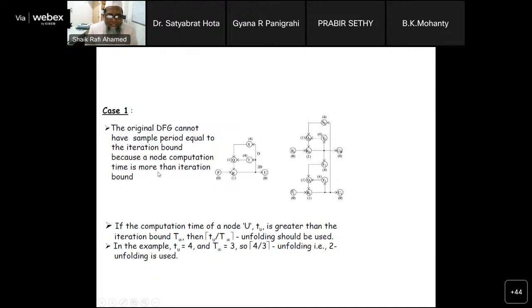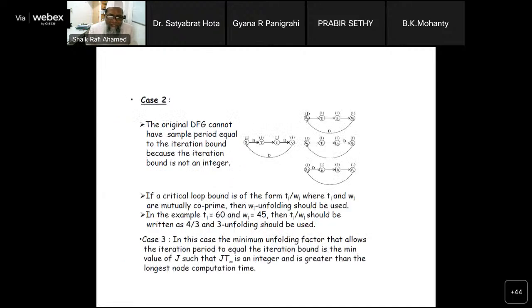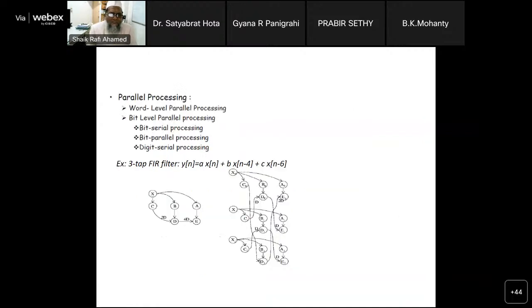There are two cases where we cannot achieve the sample period equal to the iteration bound. One is if the iteration bound is non-integer, with a fractional part, we cannot achieve it, but using unfolding we can. I have given examples here. So there are two cases where Ts equal to T infinity is not possible, but using unfolding it's possible. I'm not going into more details because I have a lot of topics. So there are several applications of unfolding. We can obtain the parallel processing system also, including bit-level serial processing, bit parallel, and digit serial. We have published a lot of papers on this also.